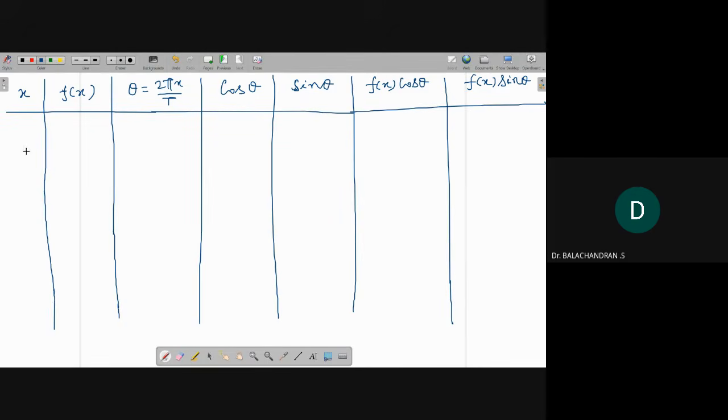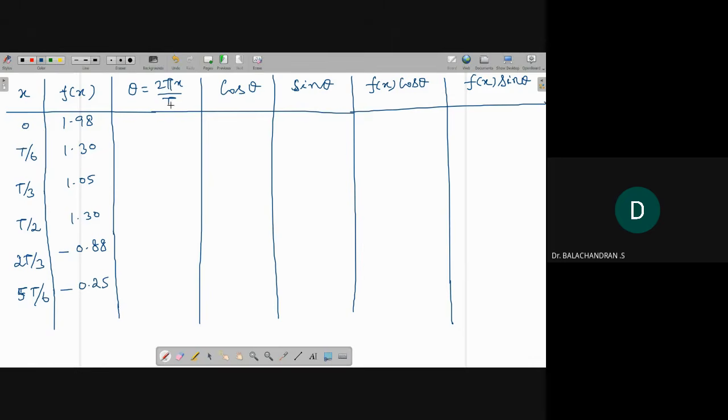So here we have x values 0, π/6, π/3, π/2, 2π/3, 5π/6. So the f of x values are 1.98, 1.30, 1.05, 1.30, minus 0.88, minus 0.25.